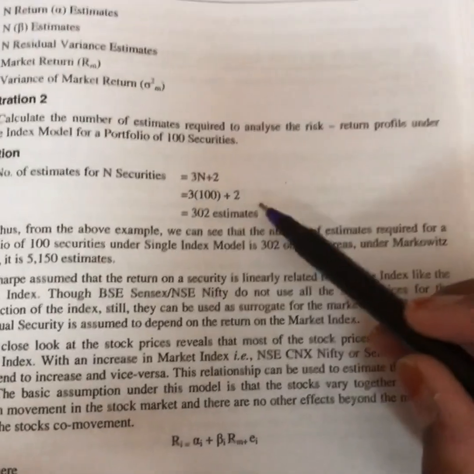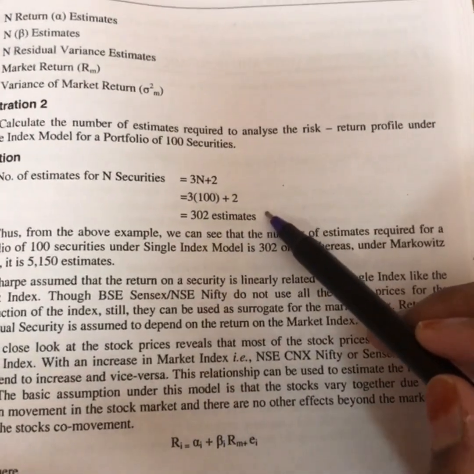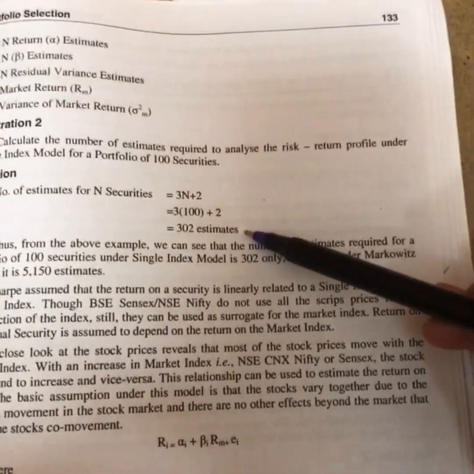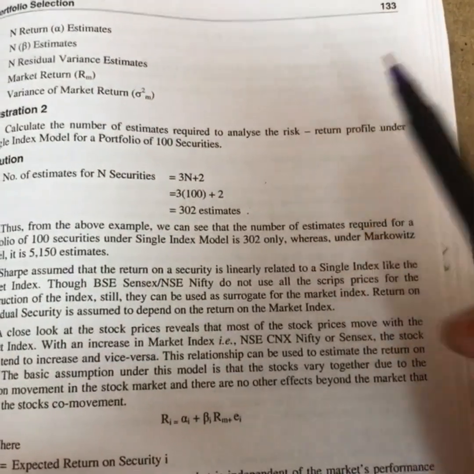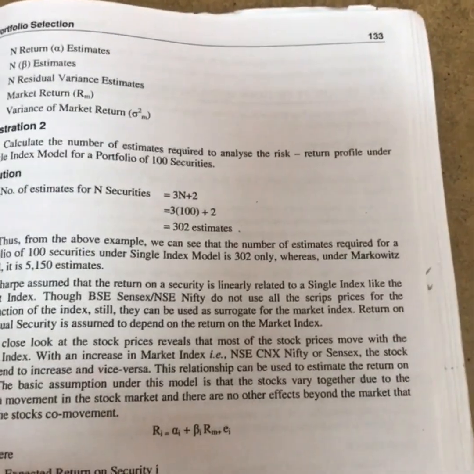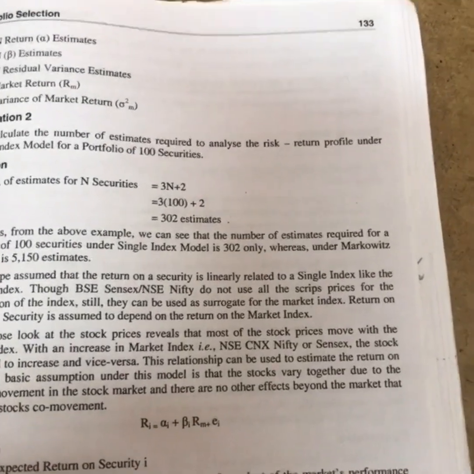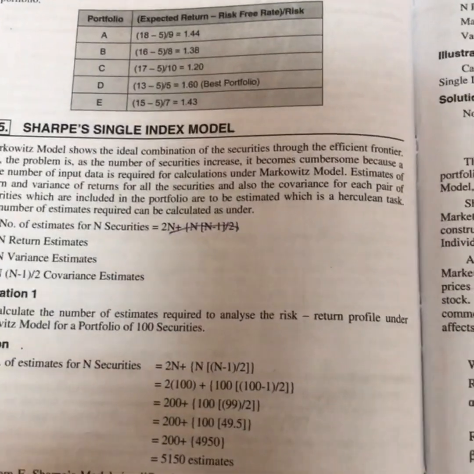Now we will see the Sharpe single index model. The formula is 3n plus 2, which is 3 into 100 plus 2, so we get 302 estimates. Compared to the Markowitz model, the number of estimates is just 302. That's it, girls. This is all about your Sharpe single index model, because we even have a multiple index model. Single, as the name says, means we compare the individual security only with the market index. So this is all about your Sharpe single index model.